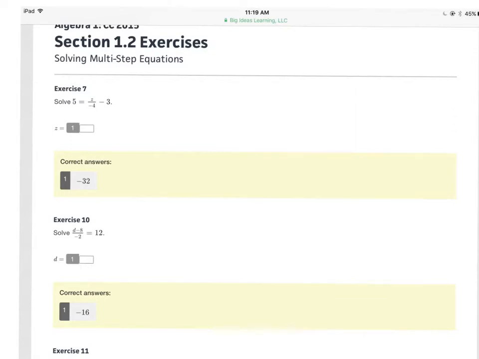So if we start on the first one, we've got 5 is equal to z over negative 4 minus 3. And so we're going to try and isolate the variable. So we need to get z by itself. The first thing we're going to do is add 3. And we talked about this the other day, that this is order of operations backwards. We want to try and get rid of this addition or subtraction first. So that gives us 8 is equal to z over negative 4.